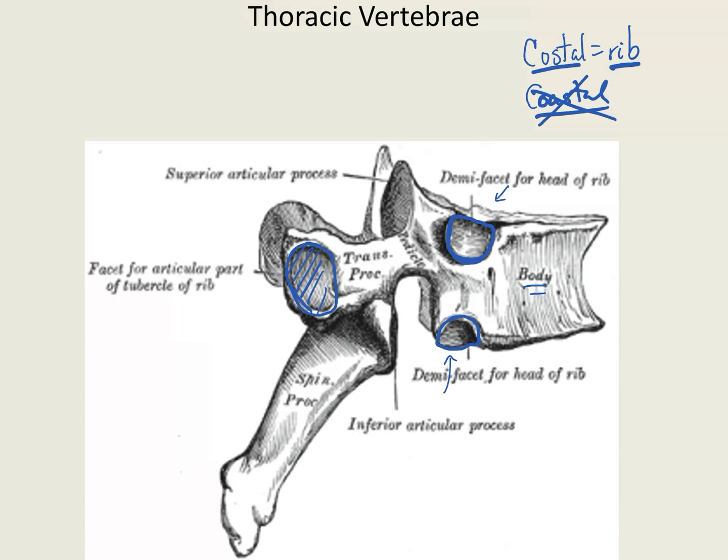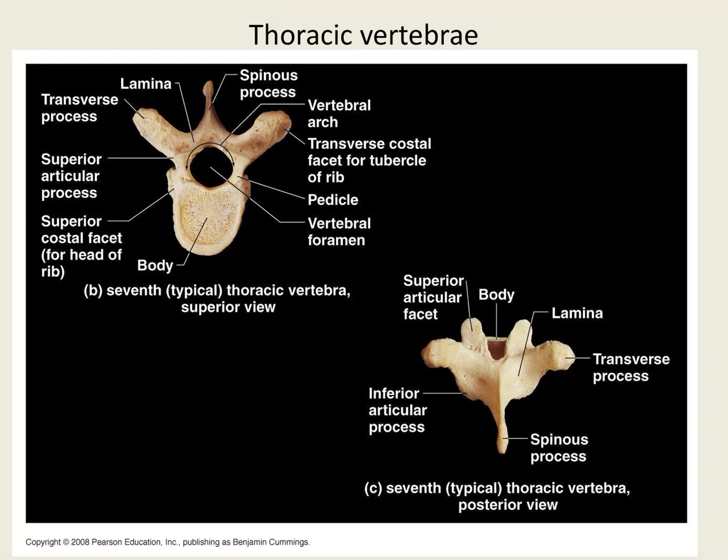Other features that make it unique, and I think are really easy to spot, is this very long, inferiorly pointing spinous process. Very dramatic, long, inferiorly oriented spinous process. That's characteristic of thoracic vertebrae. You can also see from another view that the vertebral foramen is nice and circular, right? That's also characteristic of a thoracic vertebra.